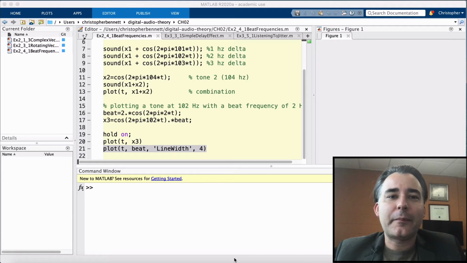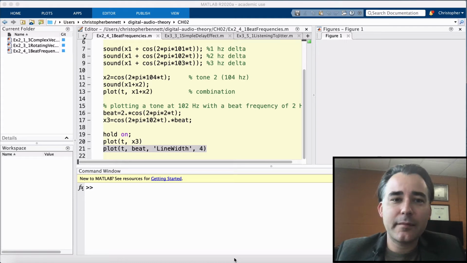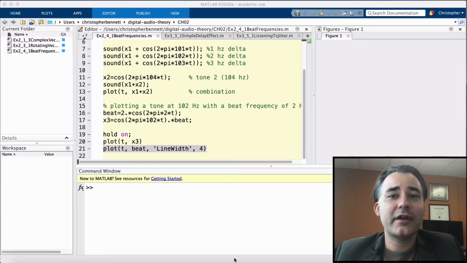Now, in the last programming example, we took a look at how to create a complex phasor and rotate it in MATLAB and Octave. In this example, we're going to look at combining two phasors together to create beat frequencies. Now, musicians will already be familiar with the phenomenon of beat frequencies. Beating occurs when two sounds of nearly identical frequencies are played simultaneously. For example, when tuning an instrument.